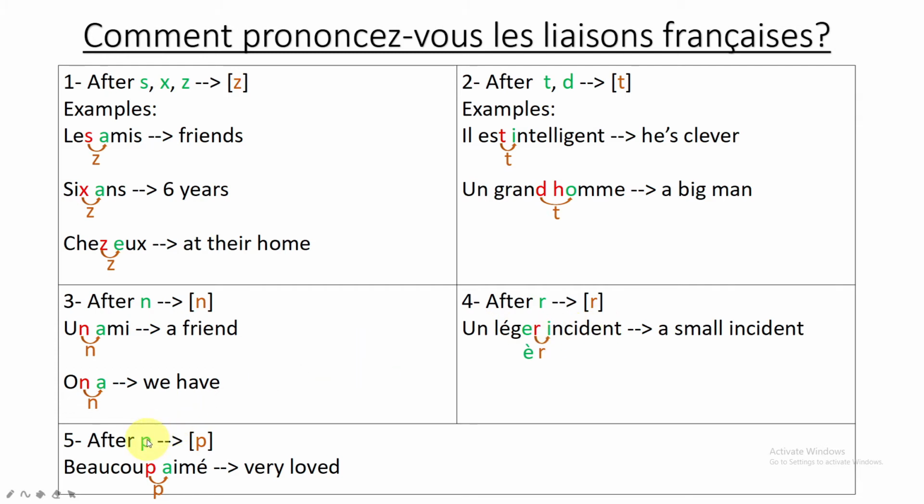Fifth one, when the first word ends with P, it will create an abstract P at the beginning of the second word. Okay? Beaucoup aimé. Please, you can take your time and go through this table again and make sure that you are getting it properly.